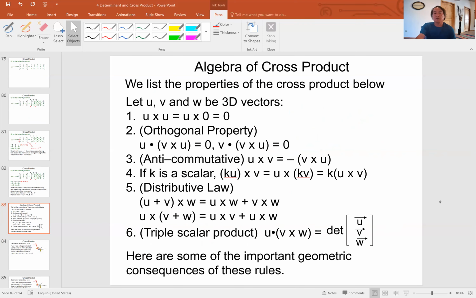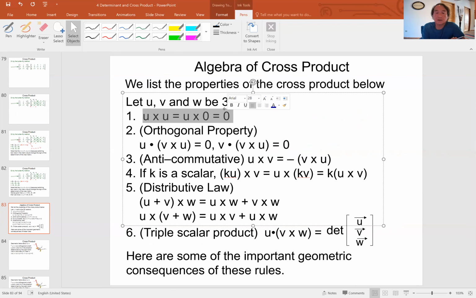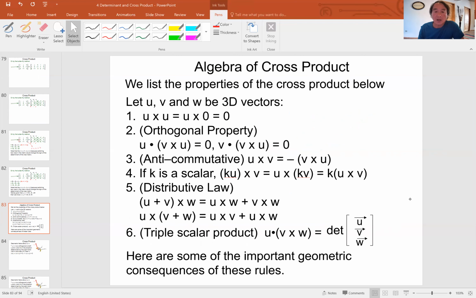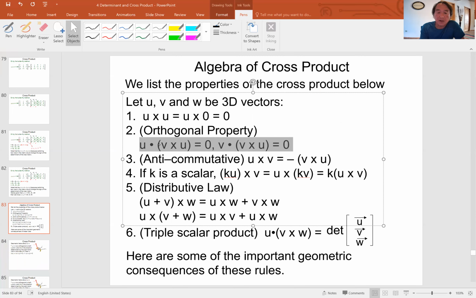So these are the rules about the cross product, the algebra. First, if you cross a vector with itself, or cross with a 0 vector, you get 0. That can be easily seen from the 2x2 determinants when you do the determinant expansion. The most important thing is that u cross v dotted with u, and dotted with v, is 0. In other words, u and v are perpendicular to the cross product.